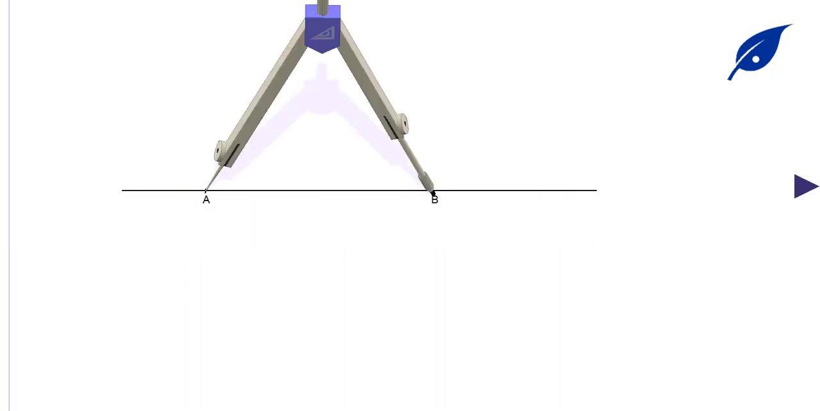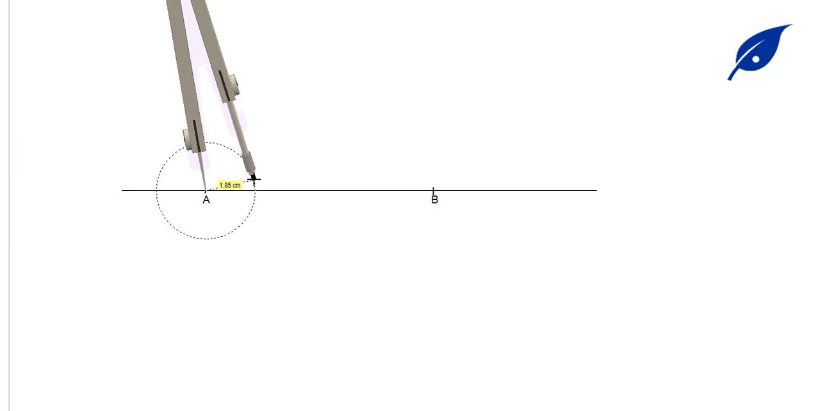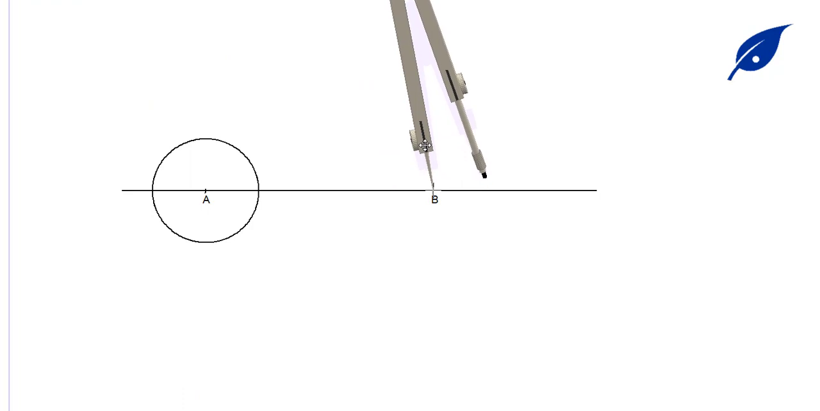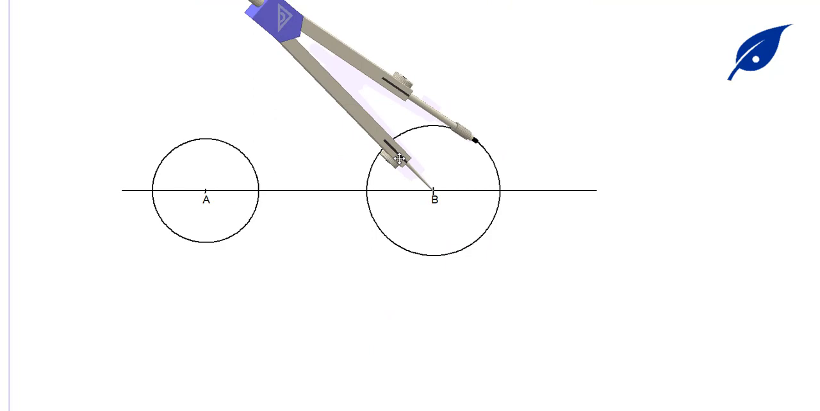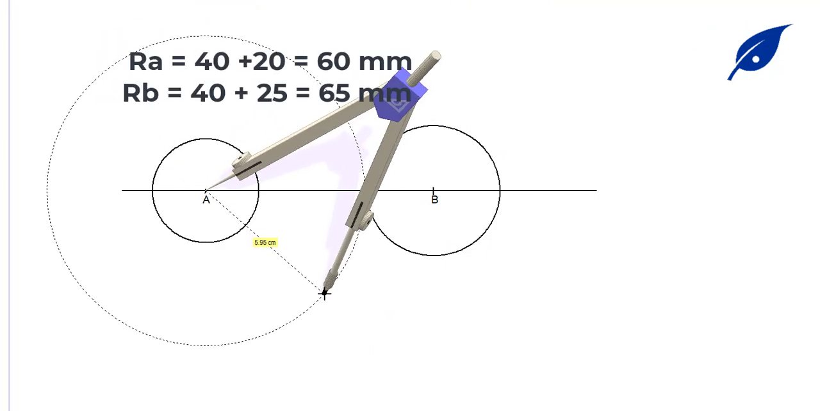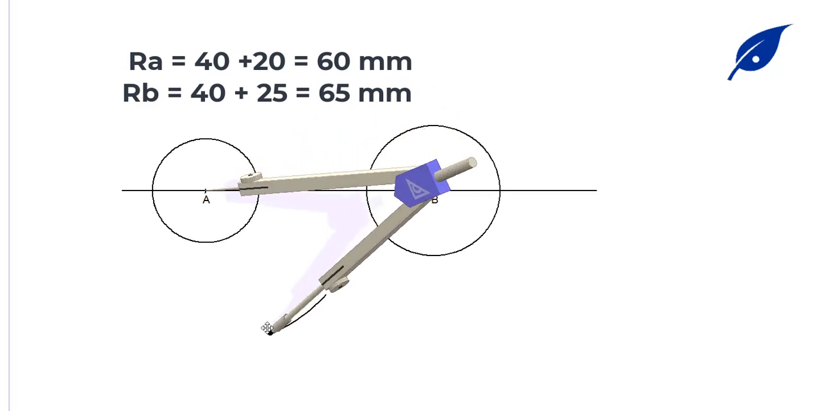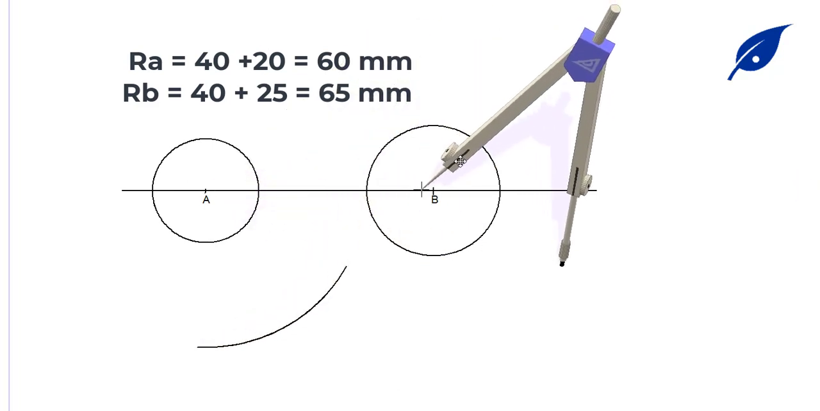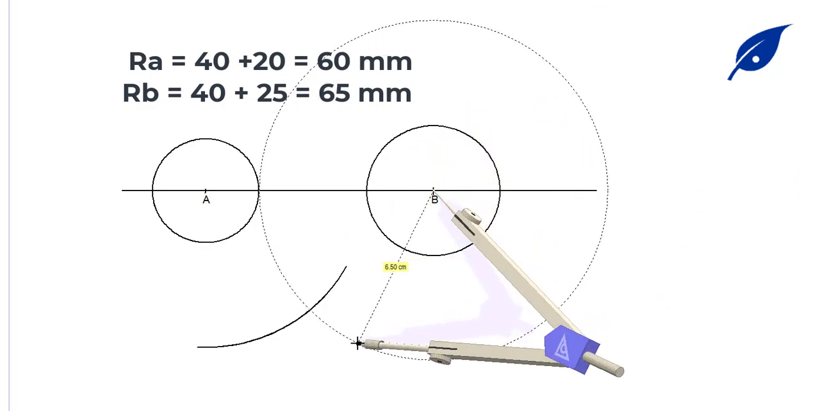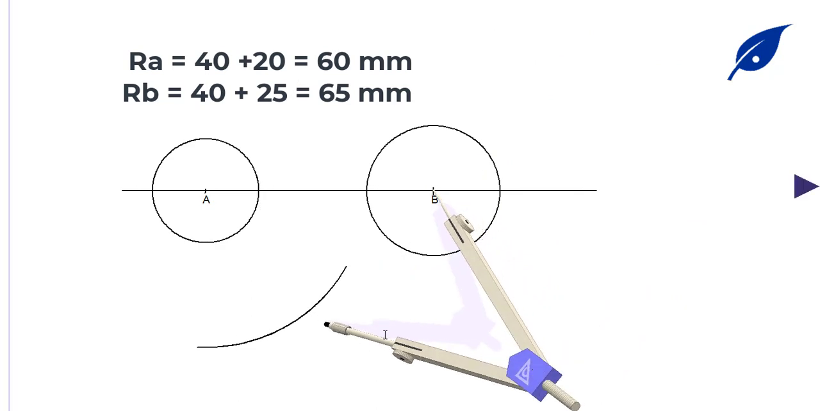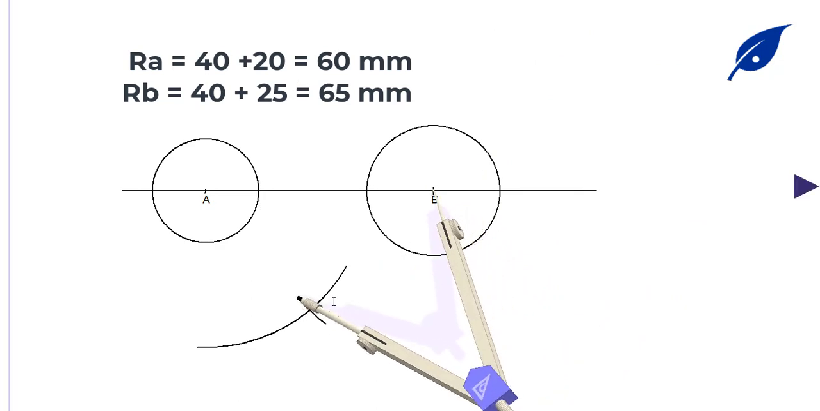Then we'll draw the circle at the point A with radius 20 mm. After doing that, we'll now move to the point B and draw the circle with radius 25 mm. To get the point where we'll get our tangency, we'll get the radius of 20 plus 40, which is 60, then that of 25 plus 40, which will give us 65. So with that, we'll construct the point C.